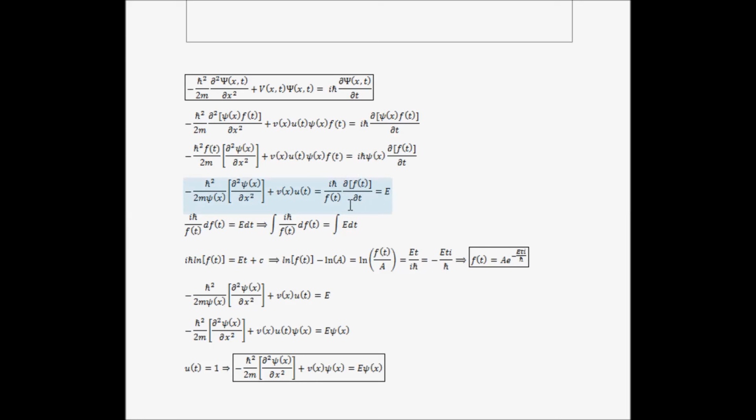Okay. So the right hand side is very easy to solve. It can be done in a few easy steps. So just looking at this little bit of the equation here, iħ over f of t, df of t equals e dt. So what I've done is multiplied through by dt, so I've got the dt on this side. I notice that these are full d's. The reason being that since we're just dealing with f of t, the only variable involved here is t. We don't need to use the partial derivatives because everything is just in terms of t.